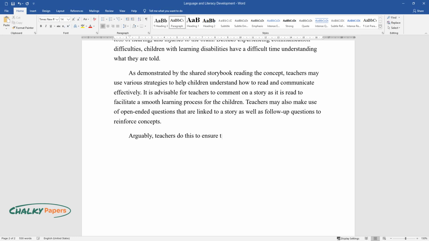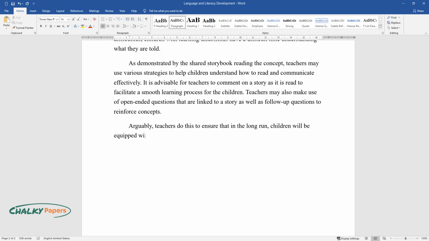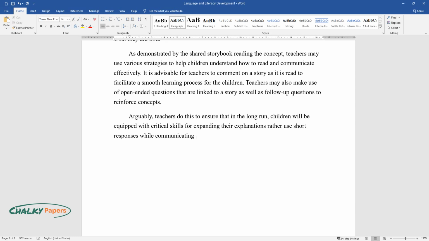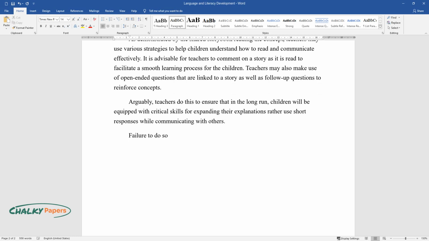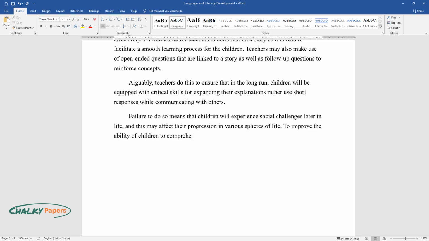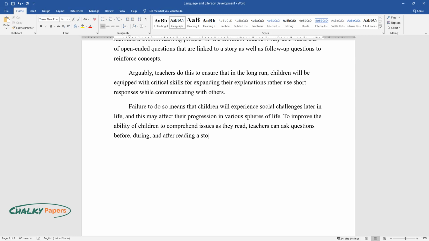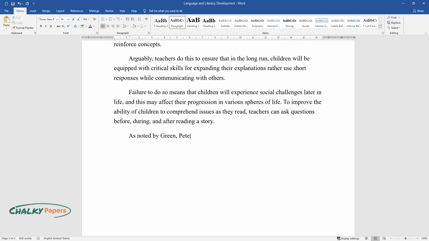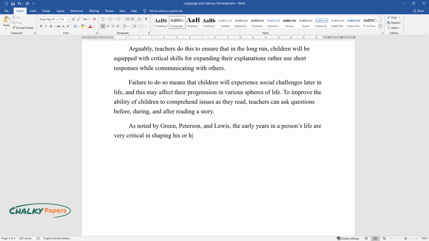Arguably, teachers do this to ensure that in the long run, children will be equipped with critical skills for expanding their explanations rather than using short responses while communicating with others. Failure to do so means that children will experience social challenges later in life, and this may affect their progression in various spheres of life. To improve the ability of children to comprehend issues as they read, teachers can ask questions before, during, and after reading a story. As noted by Green, Peterson, and Lewis, the early years in a person's life are very critical in shaping his or her ability to read and write later in life.